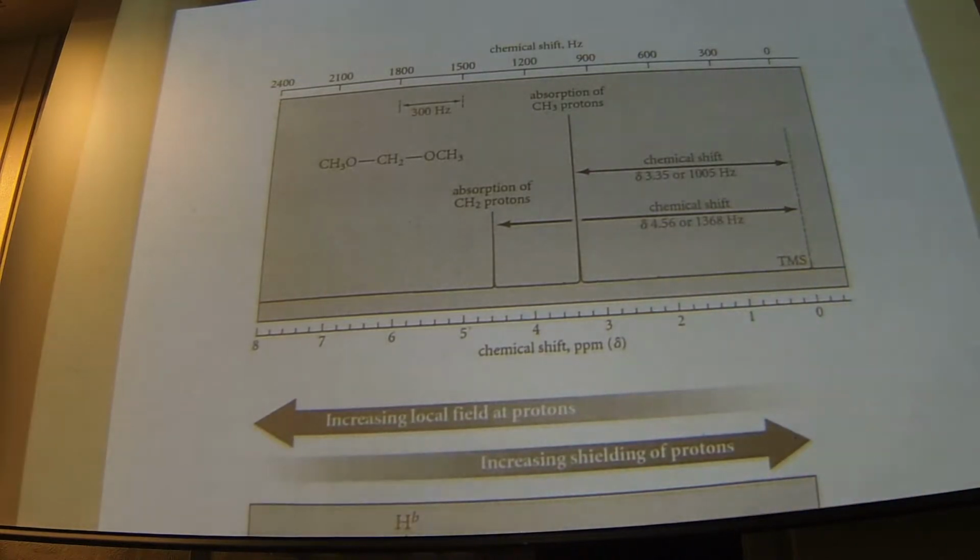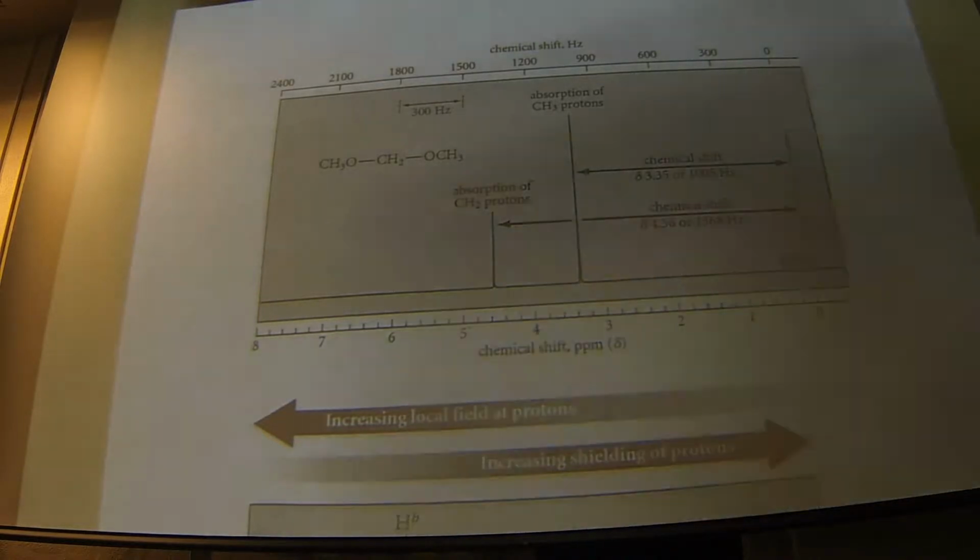TMS is tetramethylsilane. TMS is just an additive where you take silicon with four methyl groups. You can buy this in little brown bottles. It's cheap. And TMS is this stuff here. It has one kind of proton.